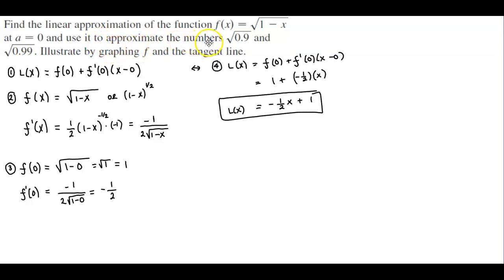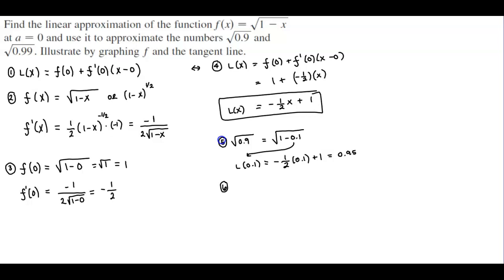So we want to use it to approximate the square root of 0.9. The square root of 0.9 is the same thing as taking the value of 1 and then subtracting 0.1. So what we want to do is find L of 0.1 and plug it into our linearization. So negative 1/2 times 0.1 plus 1 is going to give us 0.95.